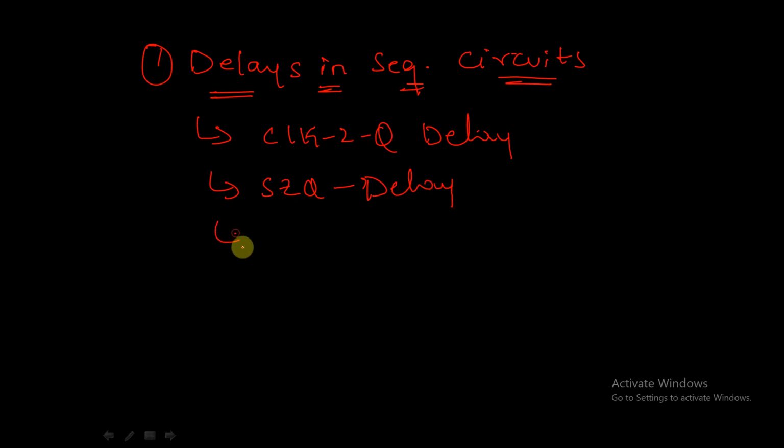Just a brief brush up of this. And we have R to Q delay. So these are the types of delays which we have in our sequential circuits. One is clock to Q delay, the second is S to Q delay, and the third one is R to Q delay. So basically, what are these delays? We will discuss them one by one. First one is called clock to Q delay.